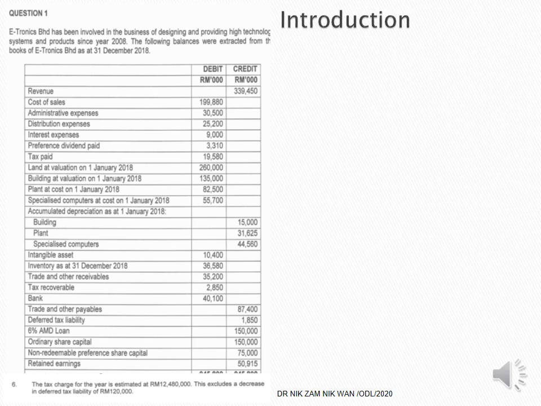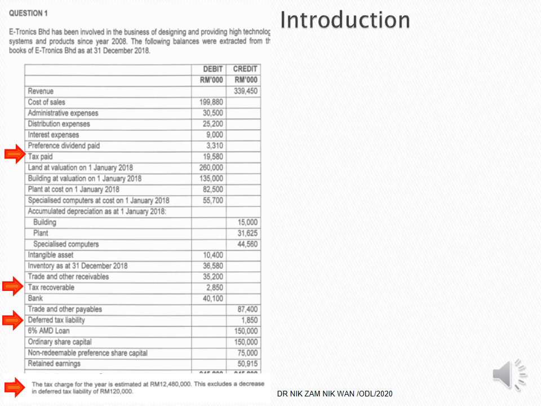In the trial balance, in order for you to prepare the financial statement, you are given information about tax paid. You have also information on tax recoverable. Sometimes you have information on tax payable. You are also given information related to deferred tax, and in the additional information you have information on tax expenses of the company for the year.